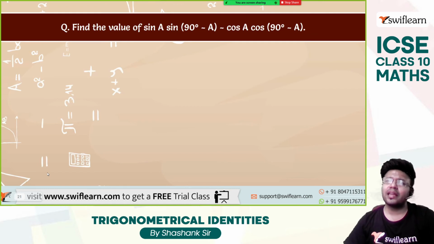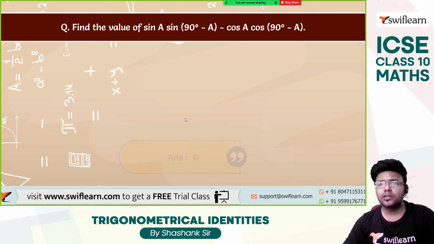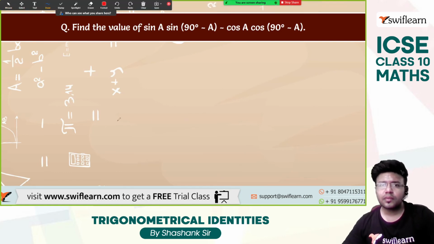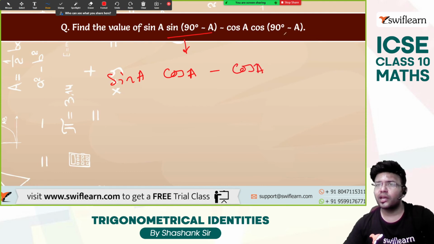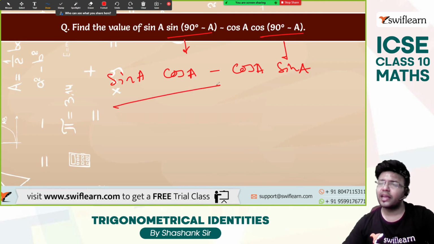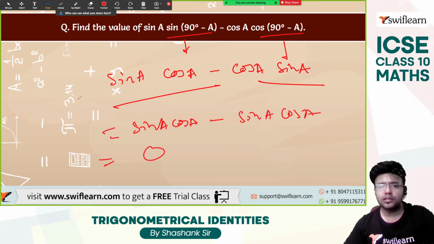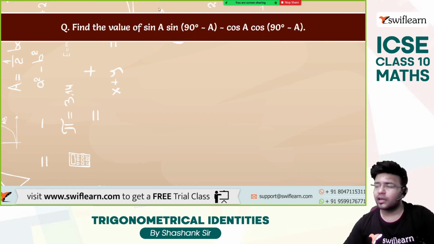Find the value of sine A into sine 90 minus A. Okay, so yes, see this, guys. We know sine 90 minus A is what? Cos A. And cos 90 minus A is sine A. It is the same thing. A into B is B into A. Same thing, right? We can rearrange and write this like this. So same thing minus same thing is 0. 0 is the answer.